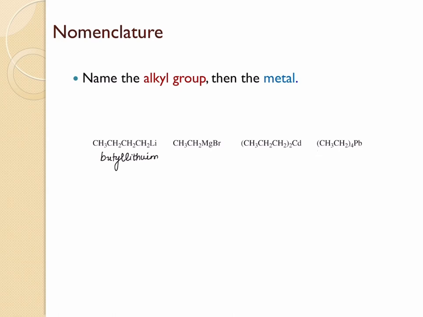And the next compound is an example for a Grignard reagent. This is organomagnesium bromide, and to be more specific, this is called ethyl magnesium bromide. And the third example, this is a propyl group, but we have 2 of these units. So this would be dipropyl cadmium. And we have ethyl group here. There are 4 ethyl groups here. And this would be tetraethyl lead.